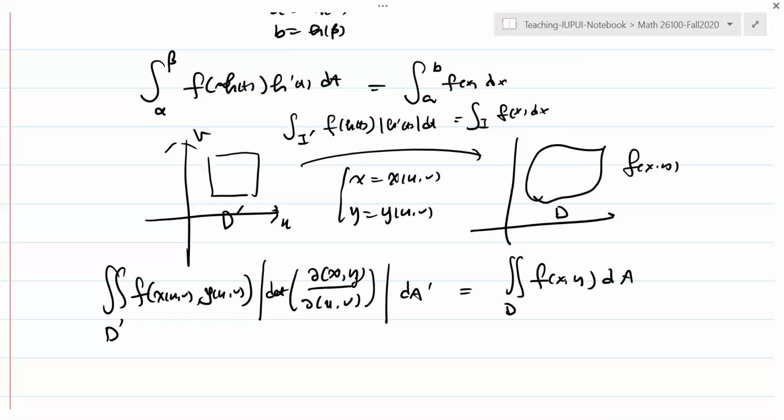Okay, so no sound. So this is a formula, and the higher dimension is similar. Just get the absolute value of a determinant of a 3 by 3 matrix. All right, so let's take a look at the following example.